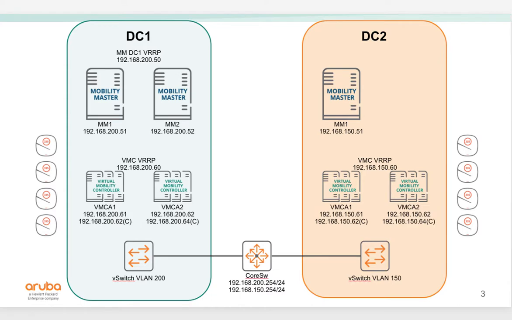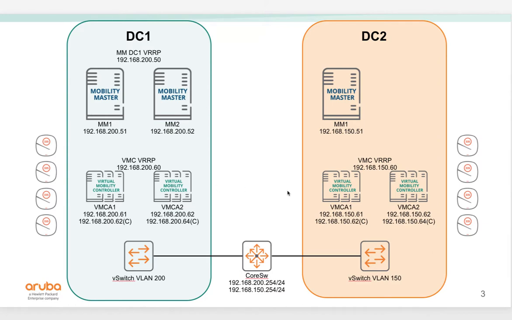Now if we look at the topology of our sample deployment here, what you're going to find are two Mobility Masters in DC1 that are going to share a VRRP address. This will be the primary, this will be the backup, and then I'm going to have a third Mobility Master in DC2 that is going to be the backup for DC1. But all of my licenses for the entire deployment are going to be installed on Mobility Master 1. From there, any other device that is pointed to this Mobility Master will pull their licenses from there.